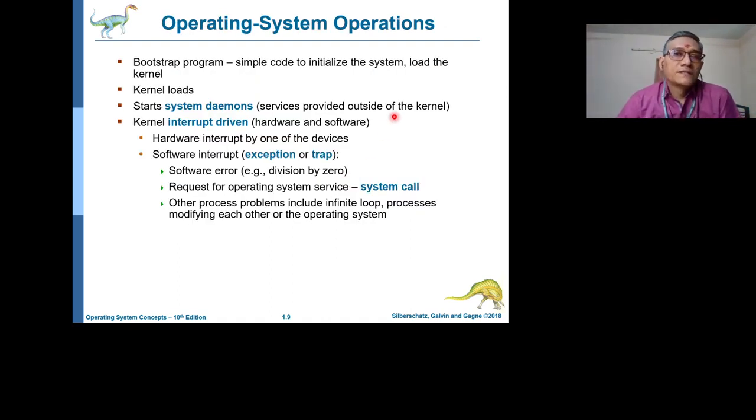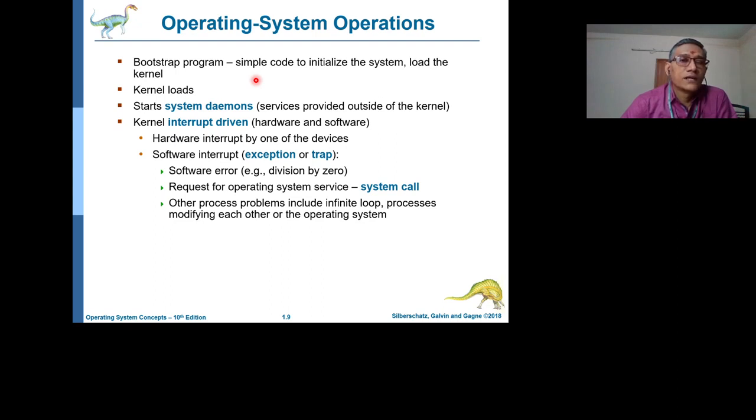So what are the operating system operations? First of all, when you switch on the system, your PROM, programmable read-only memory, takes control. It first executes a program called power on self-test. It will initialize the basic system and check that all the function units are functioning correctly. If that is correct, then the kernel is loaded. The bootstrap program is simple code to initialize the system and load the kernel. That is the functionality of the bootstrap program.